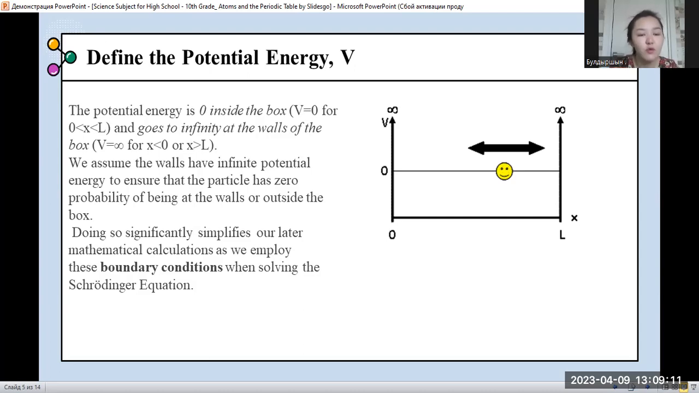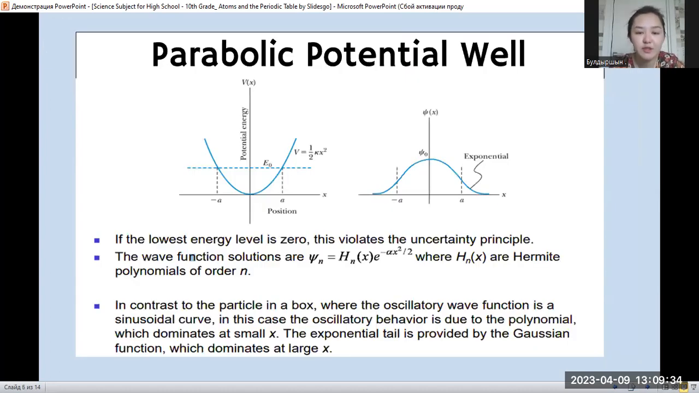We assume the walls have infinite potential energy to ensure that the particle has zero probability of being at the walls or outside the box. Doing so significantly simplifies our later mathematical calculations as we employ the boundary conditions when solving the Schrödinger equation. For the parabolic potential, if the lowest energy level were zero, this would violate the uncertainty principle.